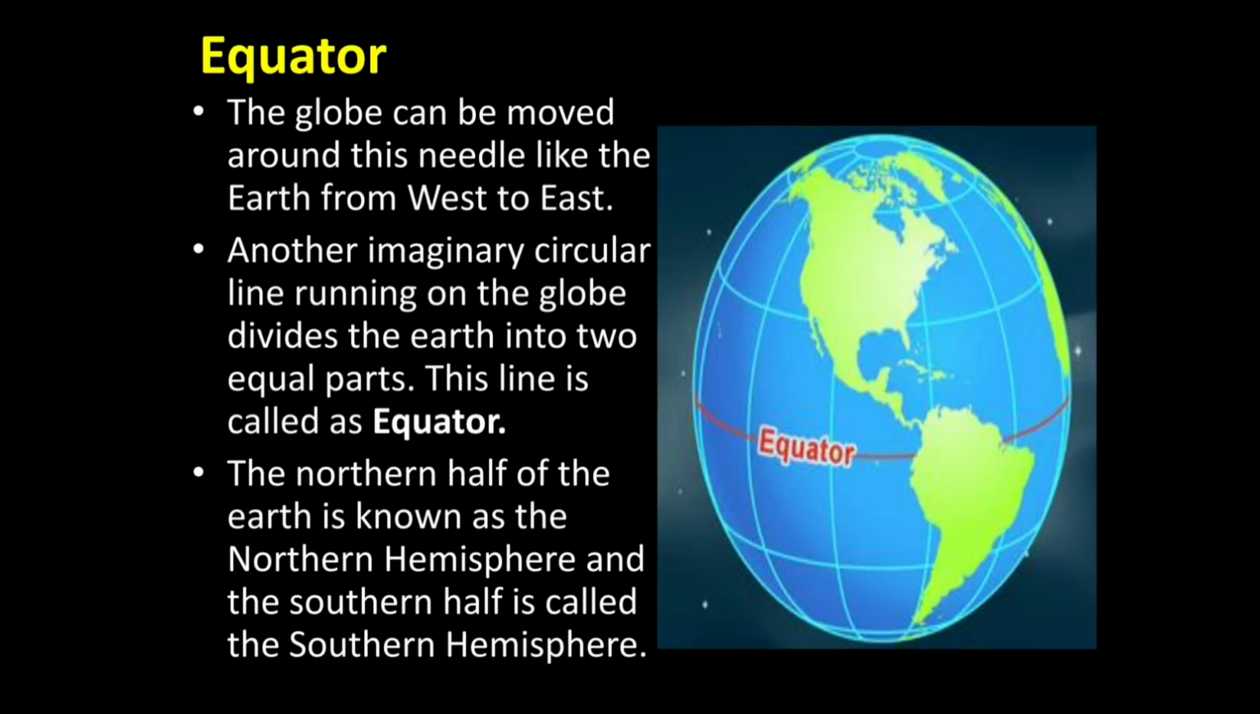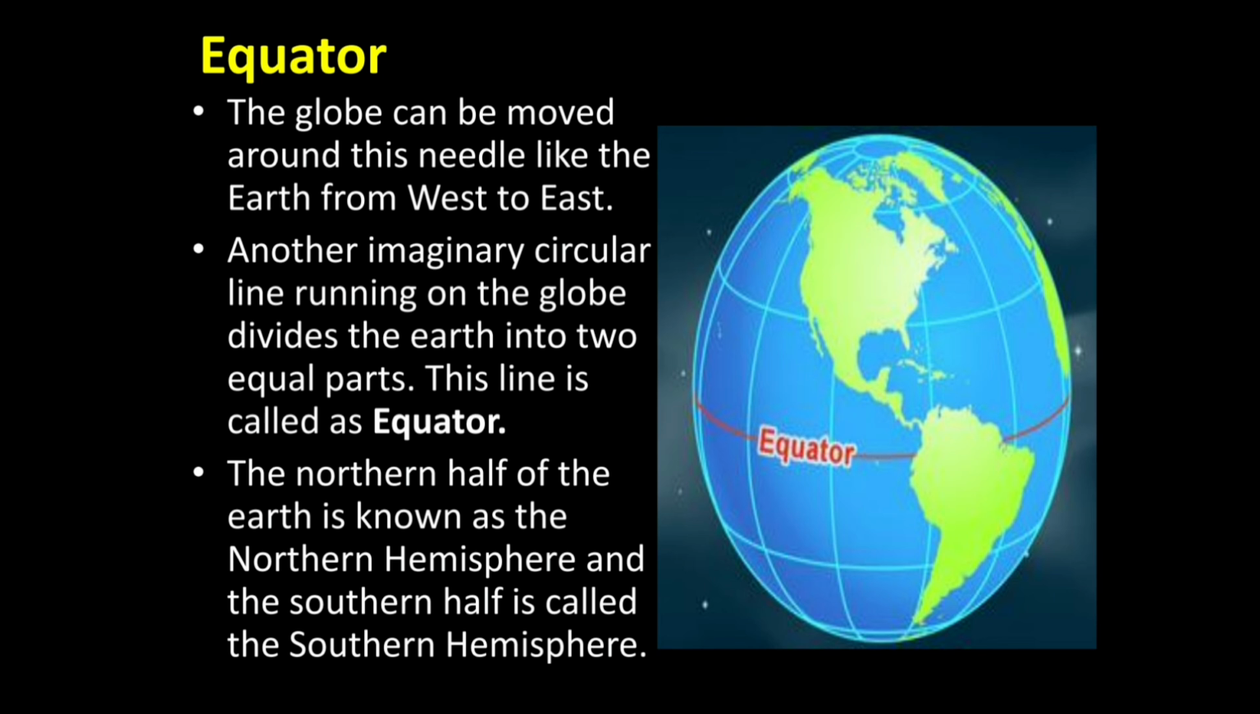The next important concept is the equator. If we draw an imaginary circle around the earth which will divide the earth into two equal halves, then the imaginary line will be called the equator. The globe can be moved around this needle, which is called its axis, like the earth, from west to east. If we draw another imaginary circular line which runs through the globe and divides the globe into two equal halves, like the equator divides the earth into two equal halves, then the imaginary line will be called the equator.